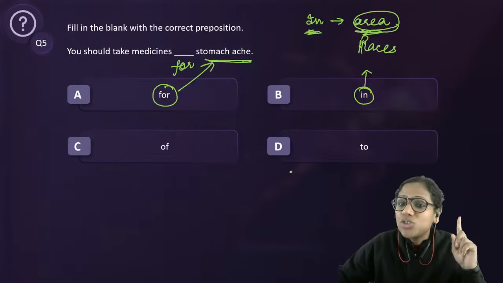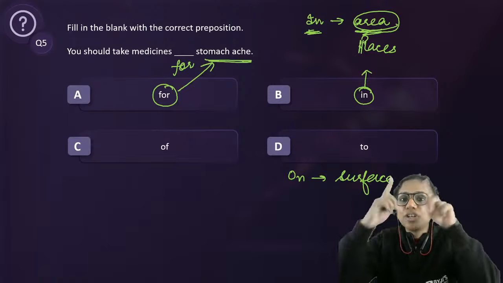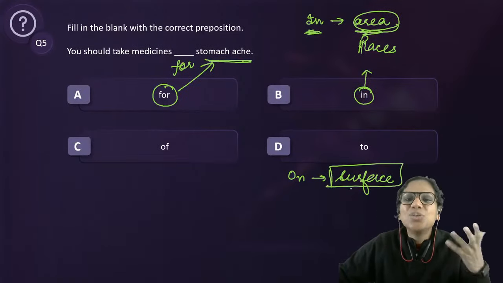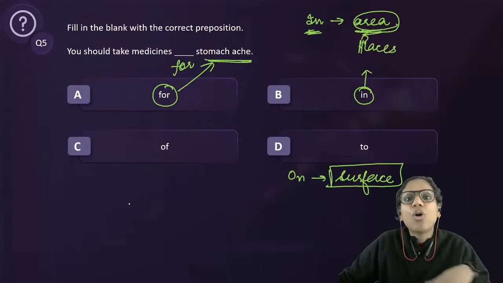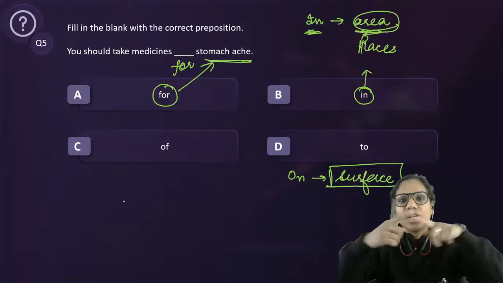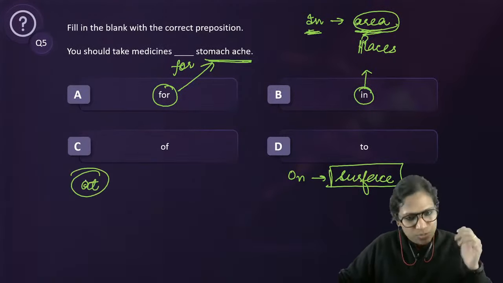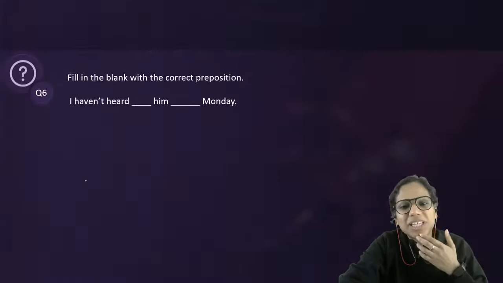Now, on, I just told you, is the preposition of surface. So it's not a preposition of an entire area. It's not treating the thing as a three-dimensional thing. It's treating it as a two-dimensional thing, right? So the team was playing on the ground. I am treating the ground as a surface. At: maybe we'll come across a question that has this option. So I'll explain at there.